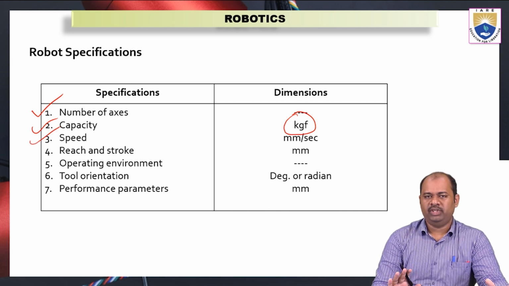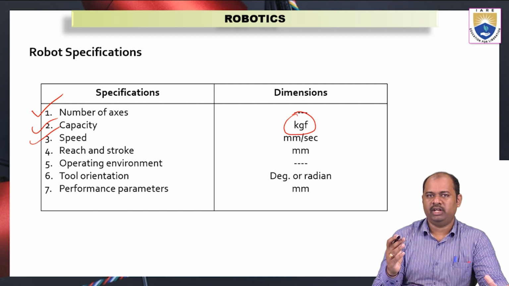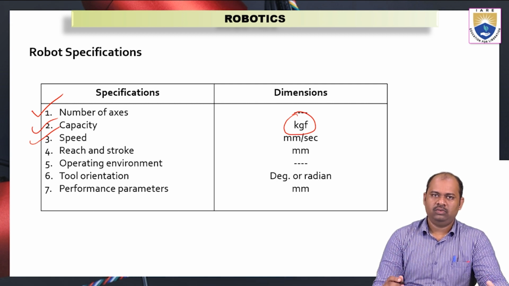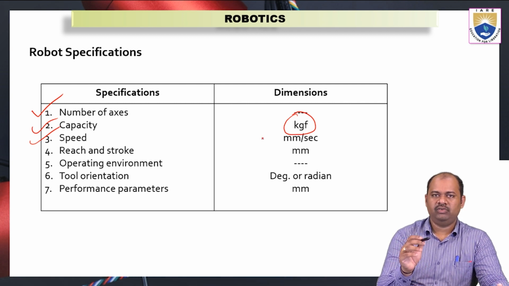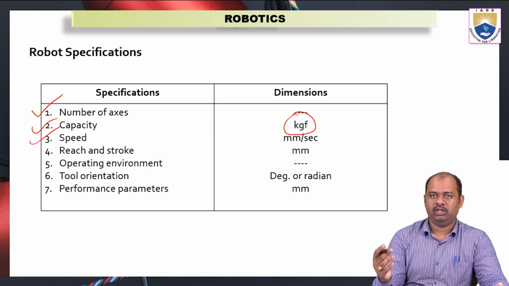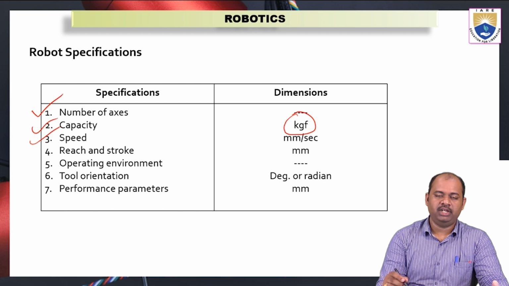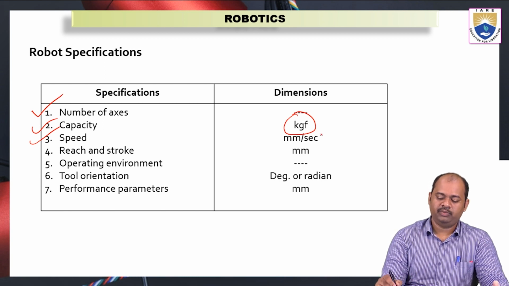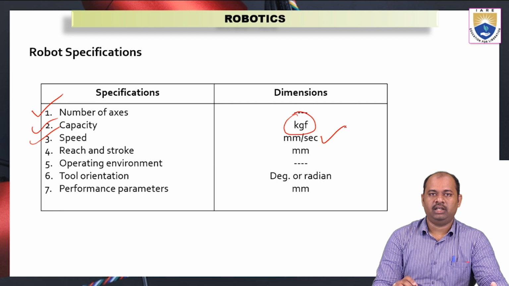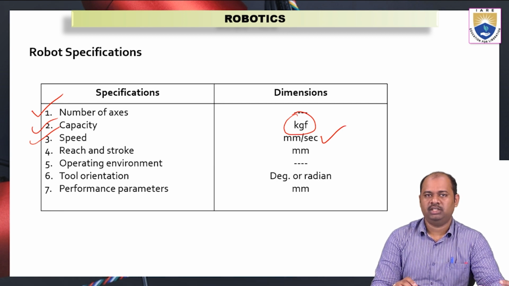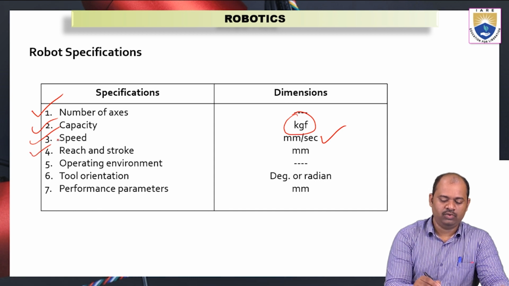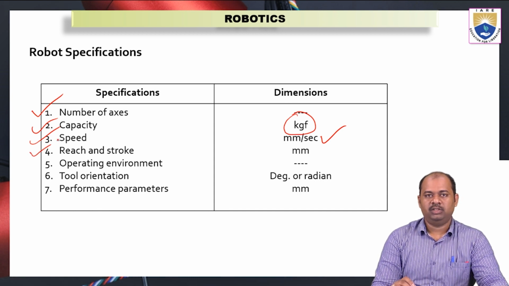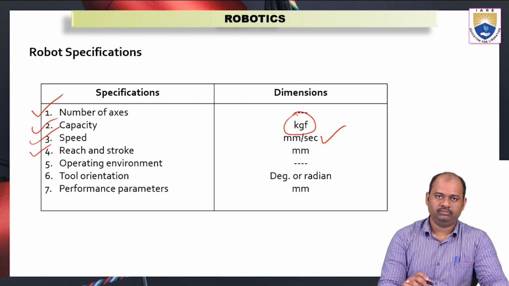We know the robots are moving. Robots will move at different joints using their links. So the speed of the robot is also very important. The speed of each individual link is calculated, and each individual motion of the link is considered and calculated as the speed of the robot. The unit for speed is millimeters per second. So how many millimeters it moves per second can be calculated, and it is taken as a specification for the robot.